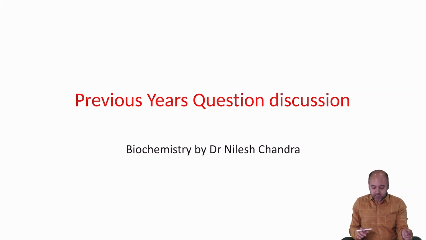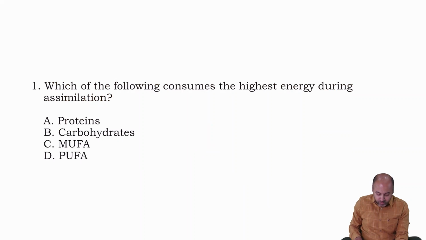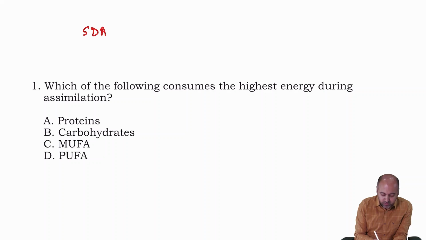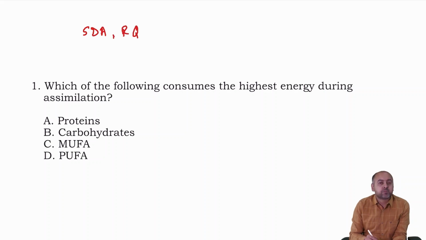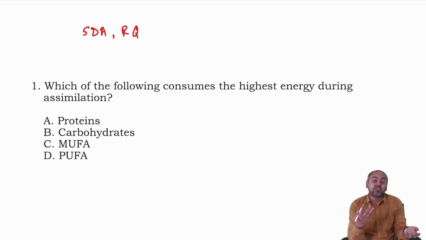Okay, so first question: which of the following consumes the highest energy during assimilation? You have protein, carbohydrate, MUFA, PUFA. So this is a common theme in the INICET exam. We see very frequently they will talk about the specific dynamic action of the food. They will talk about the respiratory quotient of the food. They will talk about the definition of the respiratory quotient. So these are some of the common aspects which they discuss for the nutrition.